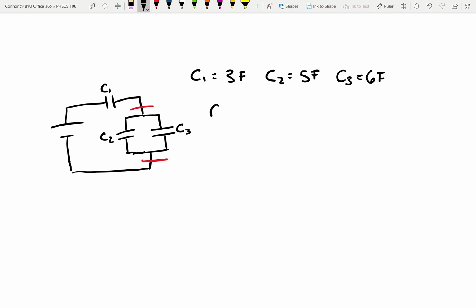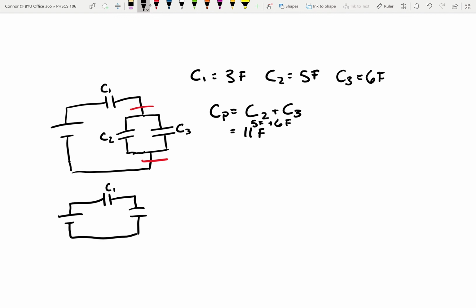So we're going to use our capacitors in parallel equation, which was just the sum of the capacitances. And so in this case, that would be 11 farads, right? Because we have 5 farad plus 6 farad. Okay, and now we can redraw our circuit diagram to make this just 2 capacitors, C1, and one other capacitor that are now in series. And this capacitor is the combination of capacitor 2 and capacitor 3 that we just figured out right here.